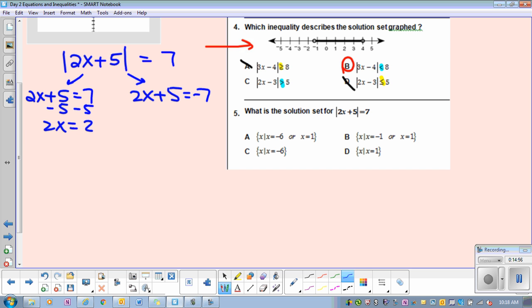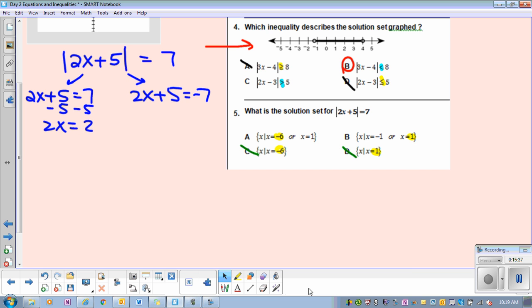Especially if you get multiple choice problems. So if I look at all my answer choices, you have a -6 and a -6. You have a 1 and a 1. What do you know about absolute value? There are always how many answers? Two answers, right? Unless it's like all real numbers or no solutions, right? So C and D are automatically out, right?